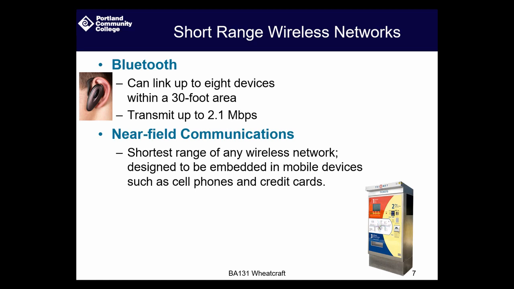Another thing is called near-field communications. Now this is the shortest range of any of the wireless networks you look at, and it's really designed where you have to be almost on top of the device in order for it to work. Take for example your credit cards that have an embedded chip, and you just tap or get close to the device and it communicates with it. TriMet is using near-field communications. You don't have to insert your card or run it through a card reader. You just go up and get it close to the machine and it communicates with it.